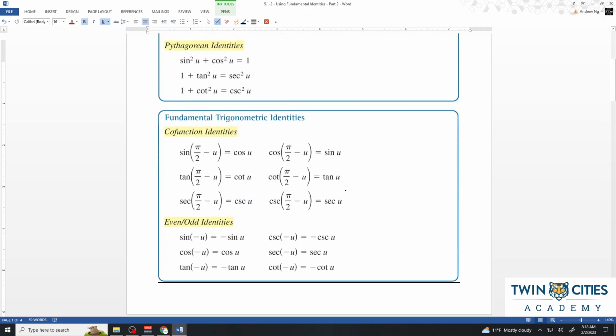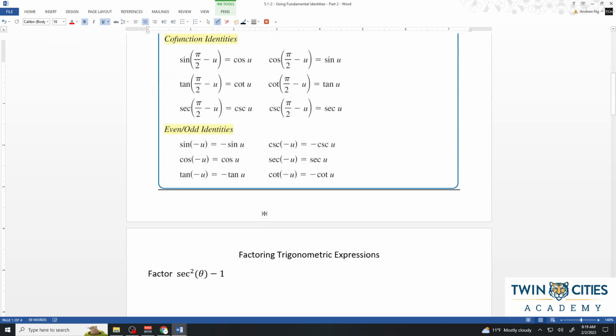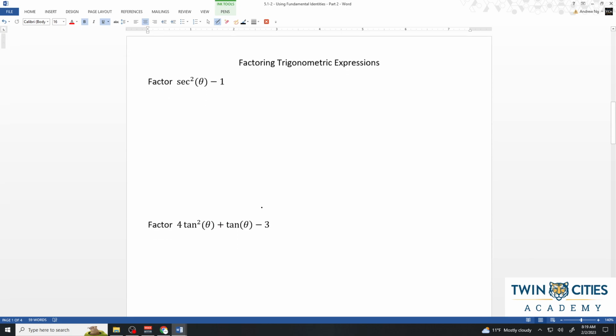And then I've got some other ones, the cofunction identities and the even and odd identities, that don't show up as often but do occasionally. So I've put them in their own separate box here as well. So let's talk about other things that we can do with these. One of these is continuing with our factoring.